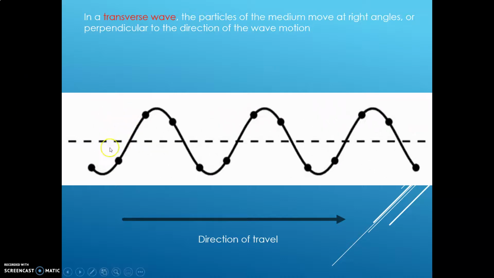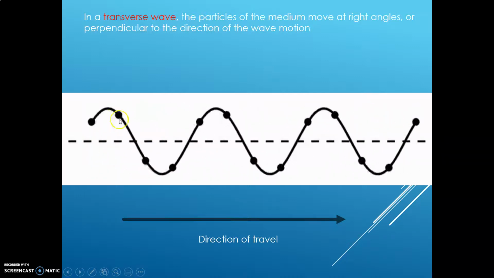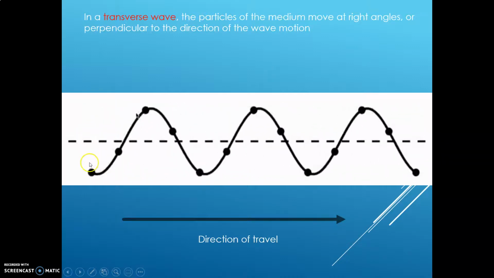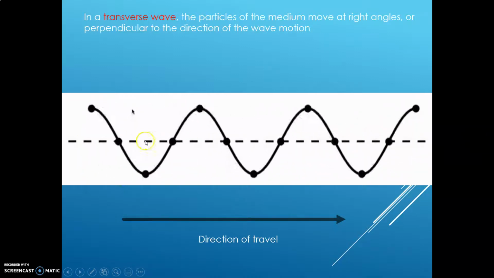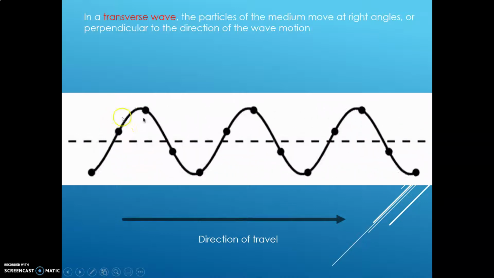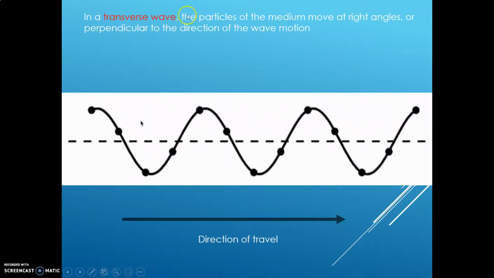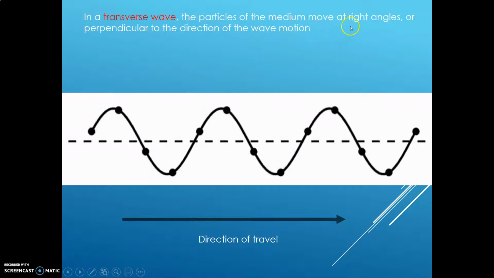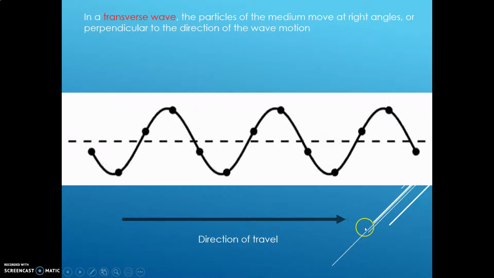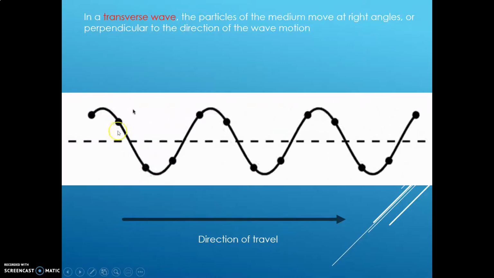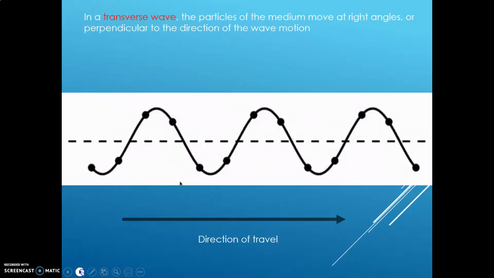But notice here, remember, a wave is a way of transferring energy from one place to another, not necessarily moving the particles themselves. They move, but they're not moving from left to right. If you followed one of these particles, it would not end up all the way on the right side. Where it is moving is up and down, and that's really what a transverse wave does. The particles of the medium move at right angles to the direction of the wave motion. So if the wave motion is this way, the particles move at right angles, up and down.